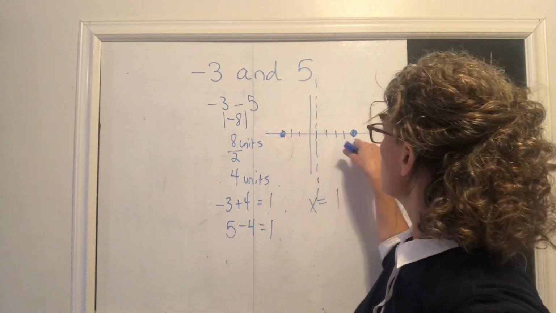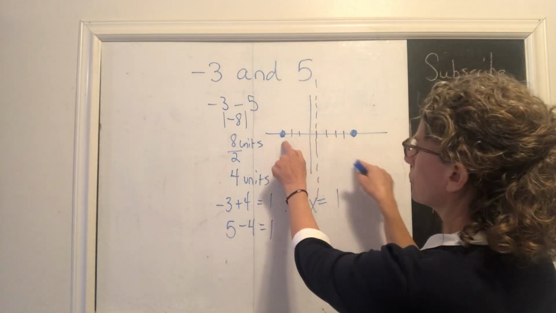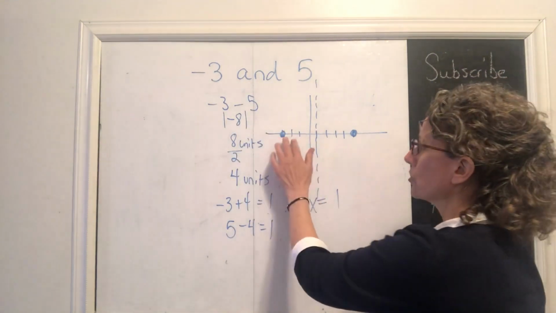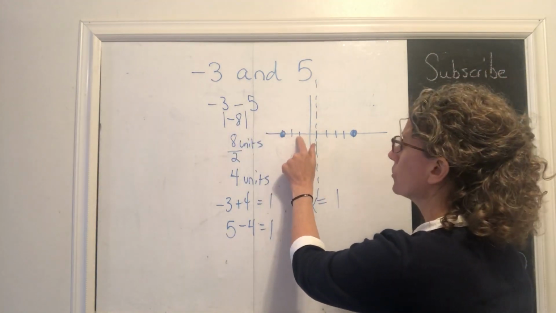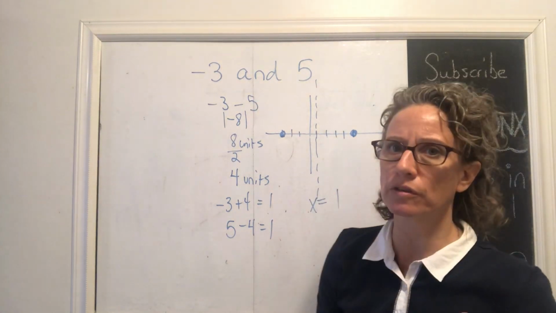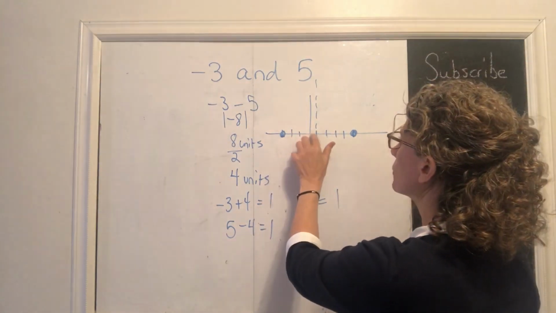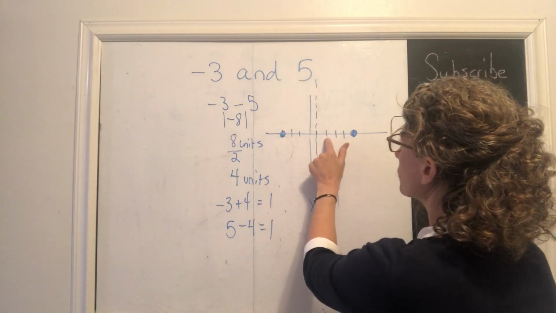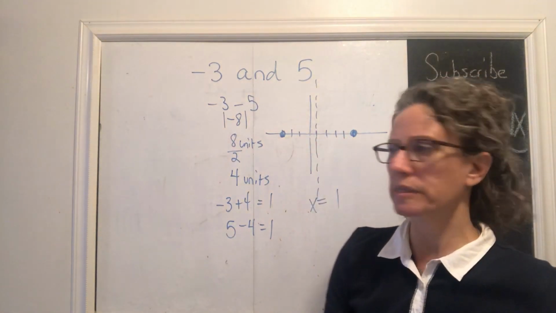It's the distance between them cut in half. So all of this you could show just by, you could count 1, 2, 3, 4, 5, 6, 7, 8 units. Half of 8 units is 4 units. 1, 2, 3, 4. 1, 2, 3, 4. X equals 1 is it.